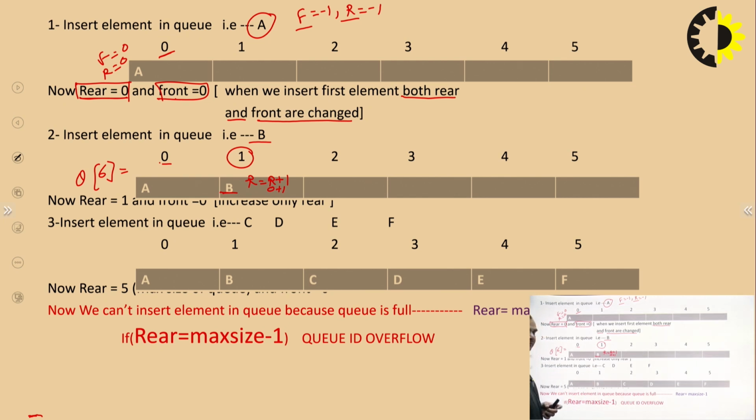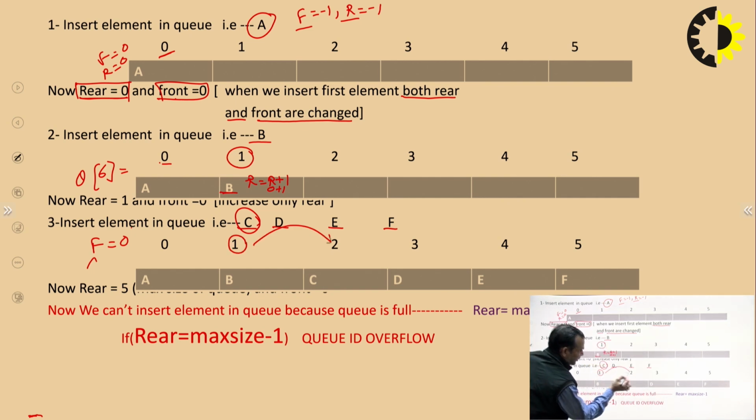Similarly, suppose we have to insert C, D, E and F. Firstly we insert the element C. In this condition front equal to 0, we cannot change the value of front. We change the value of front only when we insert the first element. After that we change the value of rear, because we perform the enqueue operations from the rear end. Here rear is 1, so rear equal to rear plus 1, means rear equal to 2, then we insert the C.